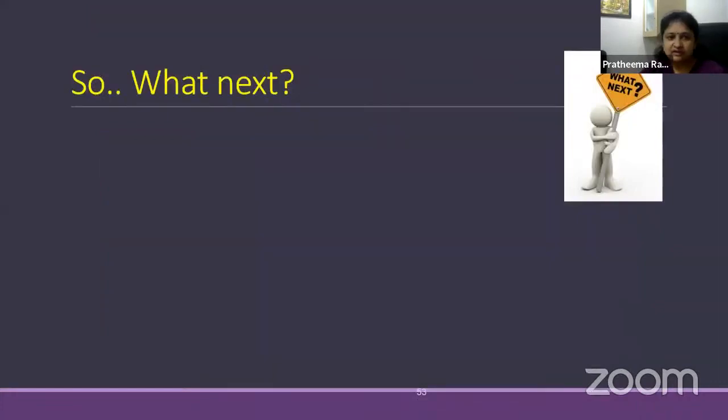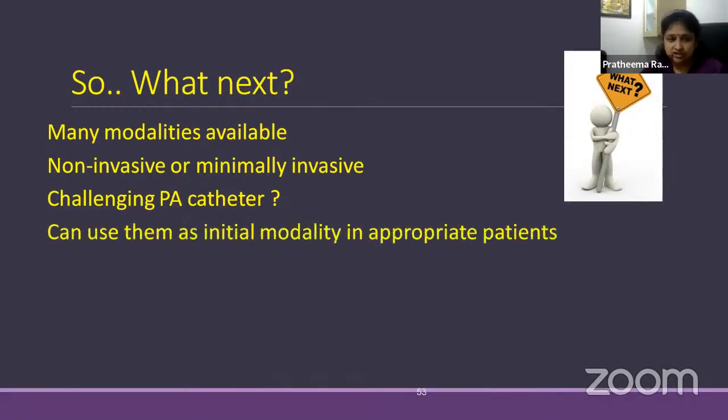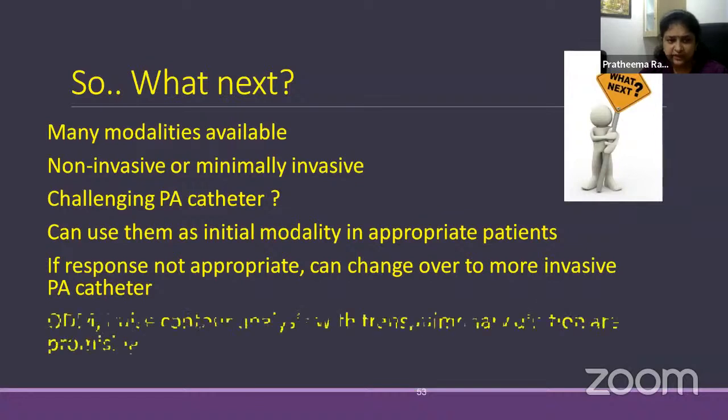So what next? We have all these things, invasive and non-invasive, put together. So what next? There are many modalities available which are non-invasive or minimally invasive. Challenging the PA catheter is still a big issue, because even now we know that cardiac surgeons are comfortable putting in a PA catheter and watching it, and can use it as the initial modality in appropriate patients. Yes, we know we have to be very selective about which hemodynamic monitor to use for which patient. And if there is not much of a response, then we can change over to the more invasive PA catheter.